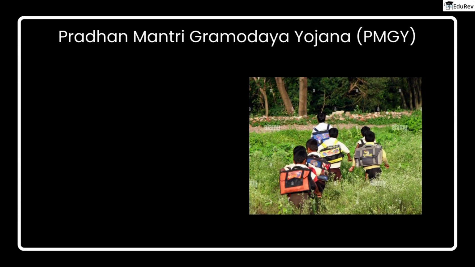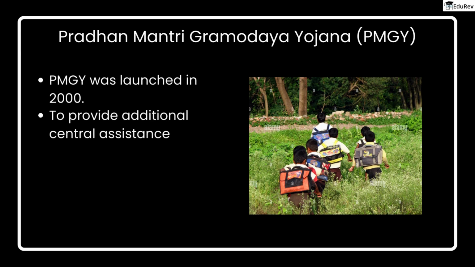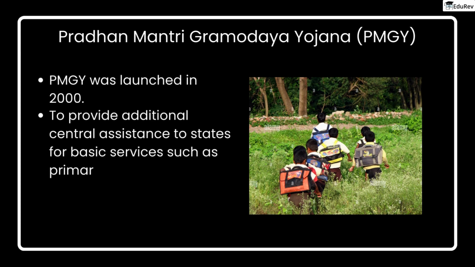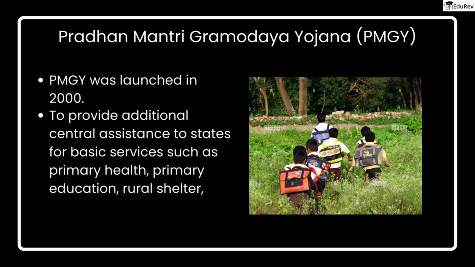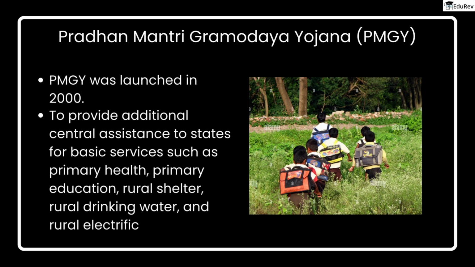Next, Pradhan Mantri Gramoday Yojana, PMGY. PMGY was launched in 2000 and aimed to provide additional central assistance to states for basic services such as primary health, primary education, rural shelter, rural drinking water, and rural electrification.